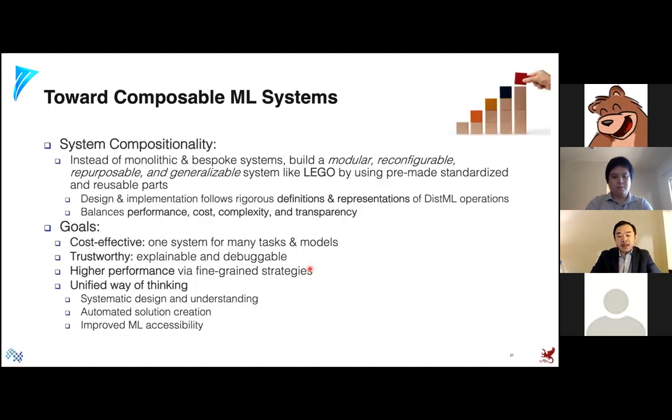So with these two systems, we probably can already envision that system compositionality is perhaps the future of machine learning system design, in which instead of using a monolithic, best-of-breed box system built for a particular utility, we could pursue a more modular, reconfigurable, repurposable and generalizable system like we do in Lego, using pre-made, standardized and reusable parts, such as what I just talked about, the different types of bridging protocols and the different types of topologies.